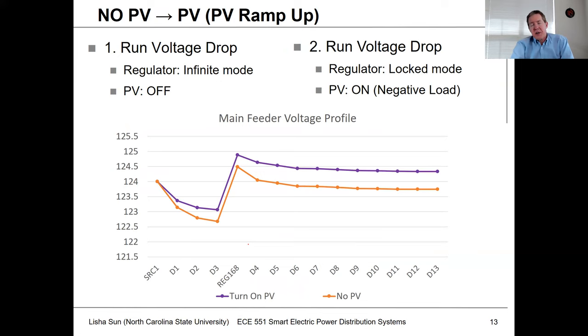So this shows the same profile again. This is the case where we're going from a no PV to a PV case, so this is showing the ramp up. With no PV, you'd have your original voltage profile. When you turn the PV on, the voltage instantaneously jumps up. Because the regulator can't react, even at the point where we have the regulator, we still see the voltage rise. And so what we would be looking for is this worst case voltage change.